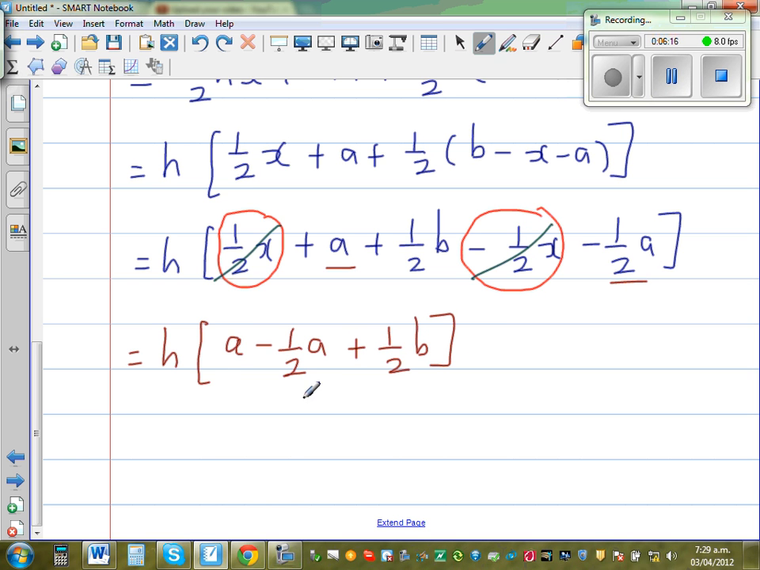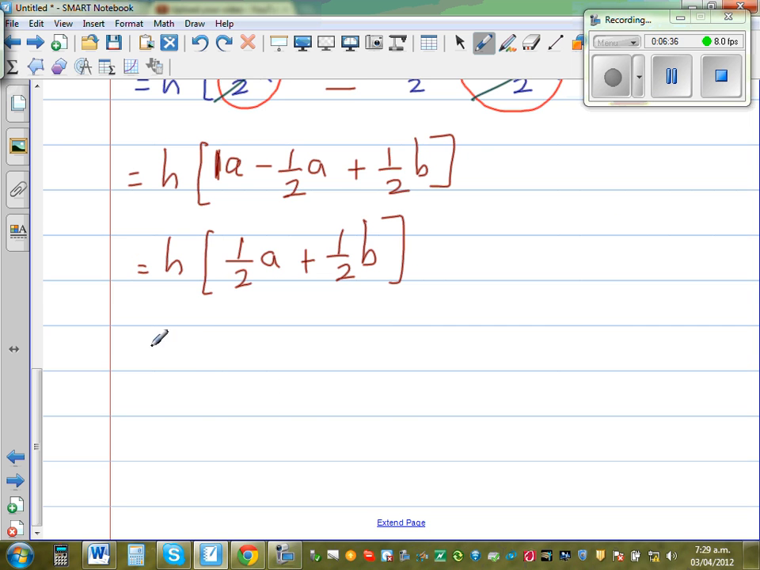So now use your logic. So this is 1a minus half a. What is 1a minus half a? From a you're taking away half of a. So that will be half of a. From a, if you take half a, you'll get half a, plus half of b.